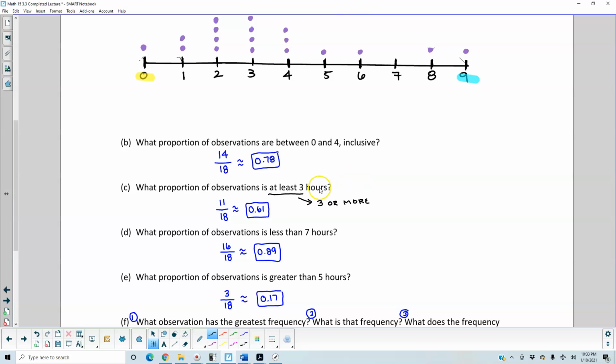Again, you want to pay particularly close attention to see if it says inclusive. If it says inclusive, then you include the numbers that are given. If it doesn't say it at all and it says less than or greater than, then you're not going to include the 5 or the 7, as we did in parts D and E.